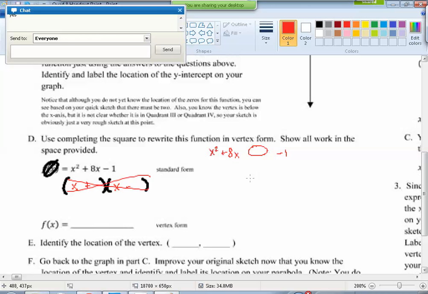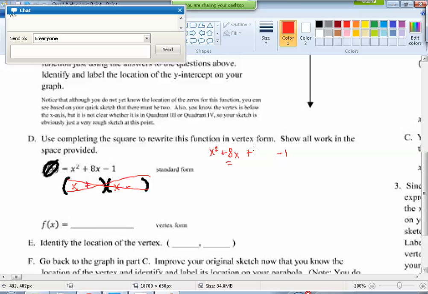By the way, I don't want to change this equation. I want it to look different, but I don't want it to be a different equation. So not only am I going to add a number there, I'm going to subtract that same number as well. So what is that number I'm going to be adding? Do you remember? 16. How'd you get that? 8 divided by 2. You took the 8, divided by 2, 4. Square that, 16. So I'm going to add 16, but I'm also going to subtract 16.